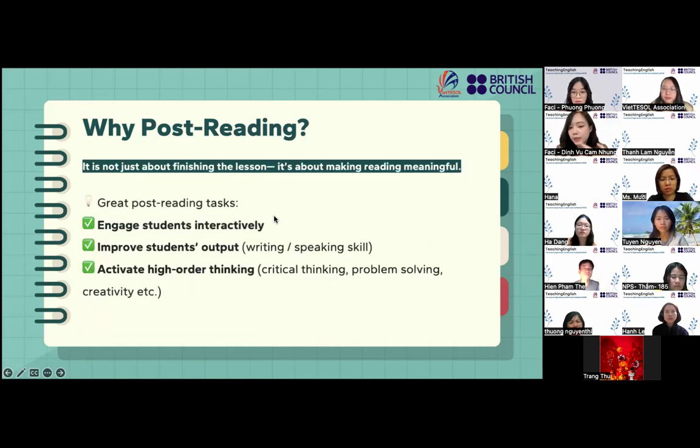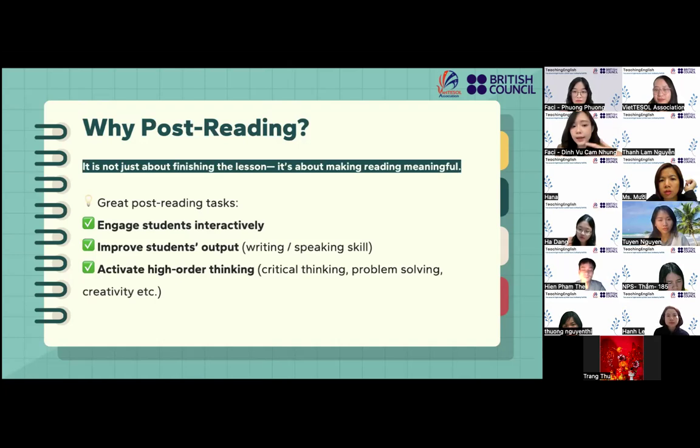Engage them interactively because it is going to the end of the lesson, right? So students may have spent all of their energy on the games in the pre-reading activities and then all of the difficult tasks in the while reading. So now it's time for them to feel intrigued and interested, so that they can be more interactive.